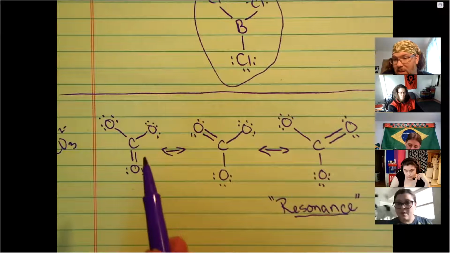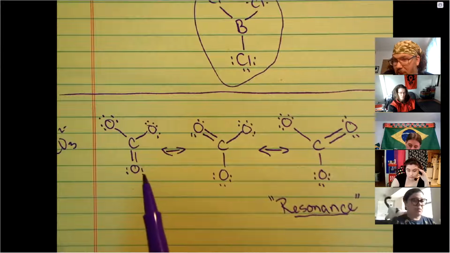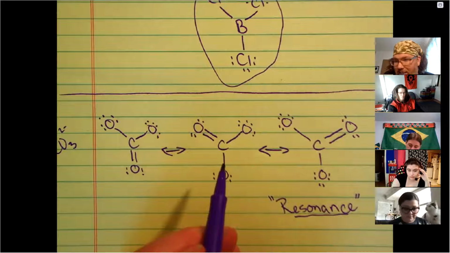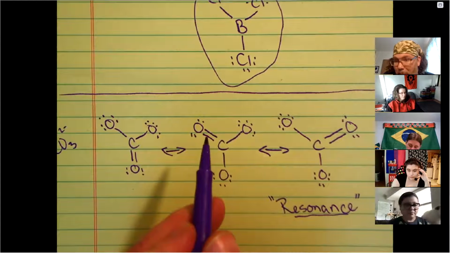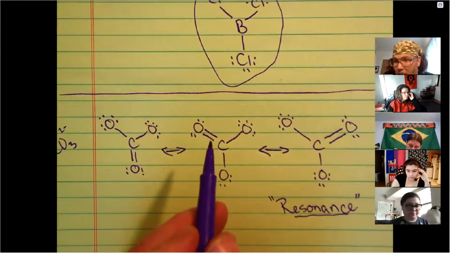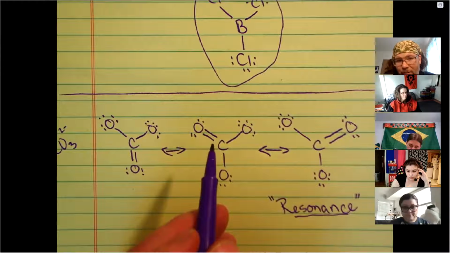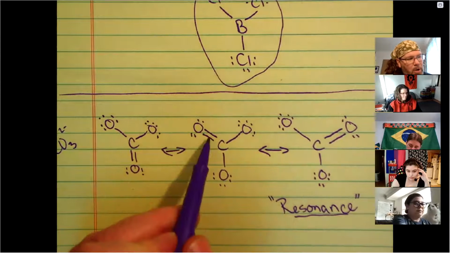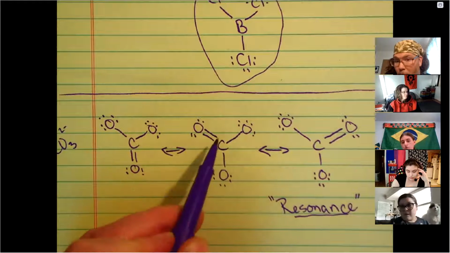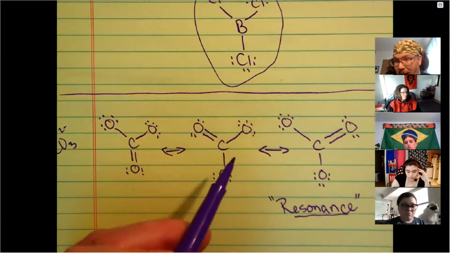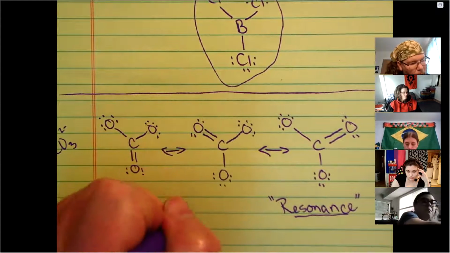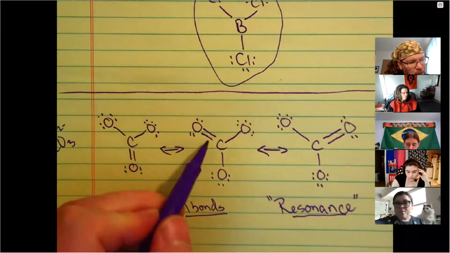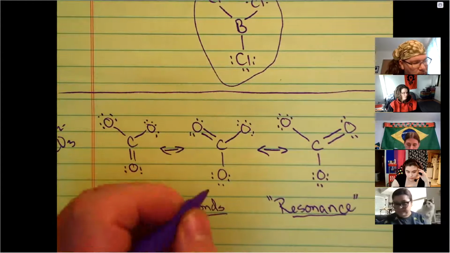So that gives us some really weird things when we start to think about what is this bond between carbon and oxygen. It's not a single bond. What is this bond between carbon and oxygen? It's not a double bond. If it's an average of all three of these structures, then what we end up with is 1, 2, 3, 4 total bonds that are holding the carbons to the oxygens in carbonate, 4 bonds that are shared across 1, 2, 3 bond locations.